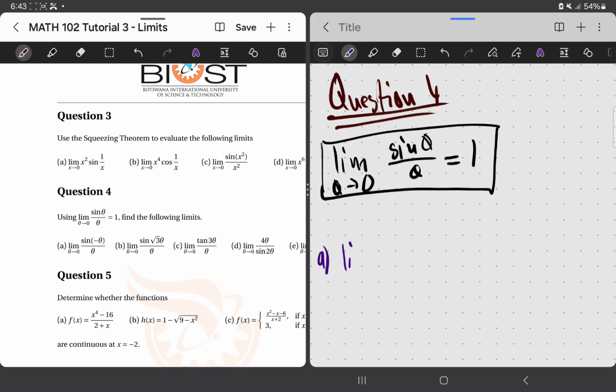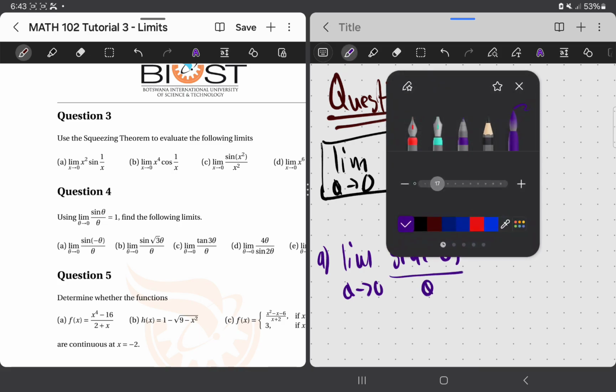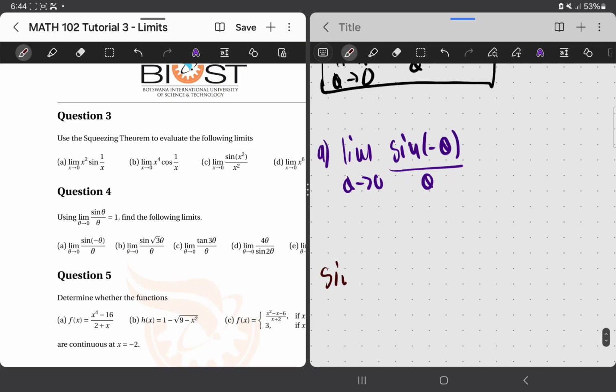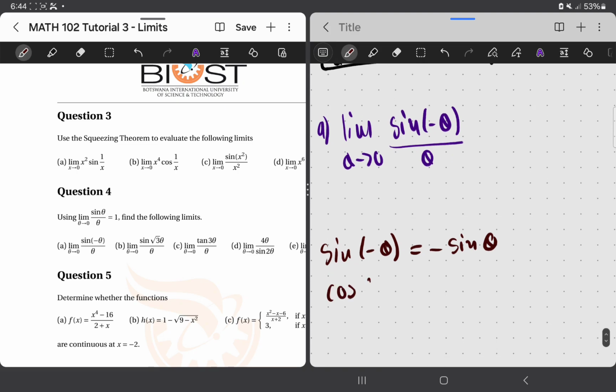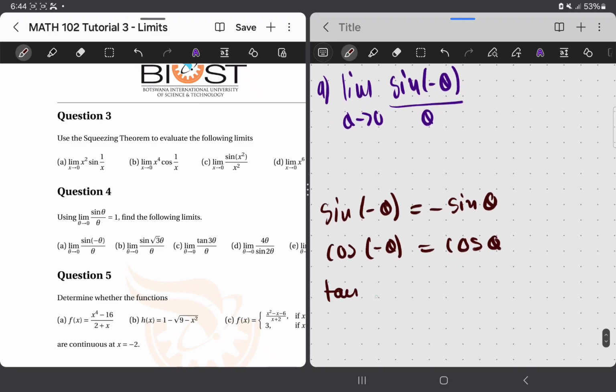In part A, we have the limit as theta goes to 0 of sine of negative theta over theta. What you must know is that sine of negative theta is equal to negative sine of theta, cos of negative theta is just cos of theta, and tan of negative theta is negative tan theta. So for sine and for tan, when there's a negative inside, you just put it outside. For cos, the negative changes nothing. It's still going to be cos theta.